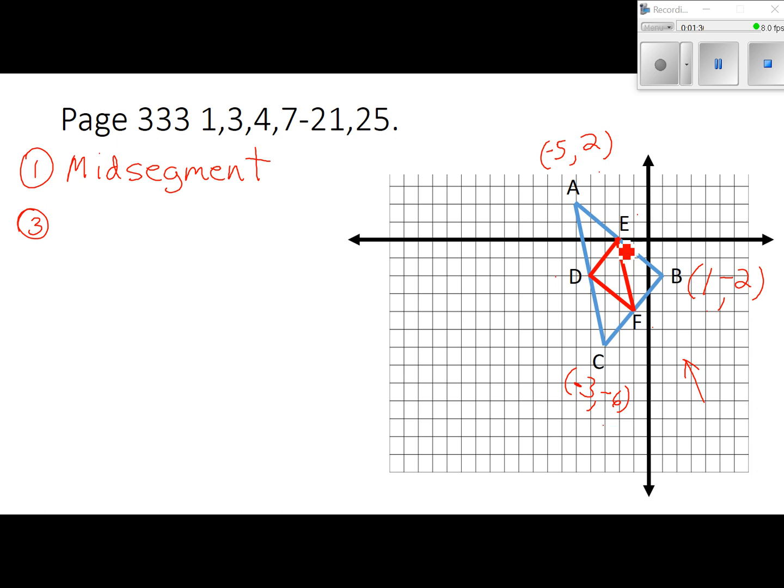In the directions they say use the graph with mid segments. They actually tell us that each of these right here is a mid segment. So D has to be a midpoint, E has to be a midpoint, F has to be a midpoint. And again, we could just count on the thing, but I'm going to actually use the formula so you can see how to use the formula again. For segment AB, we want to find the midpoint, so I'm going to use those two ordered pairs there for segment AB, and that's going to give us coordinates for E. Our formula is the x's, so -5 plus 1 divided by 2, and then the y's are 2 plus a -2 divided by 2.